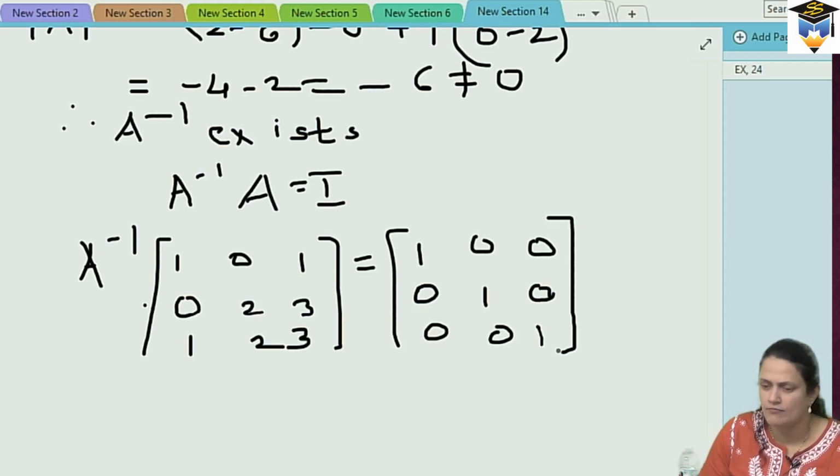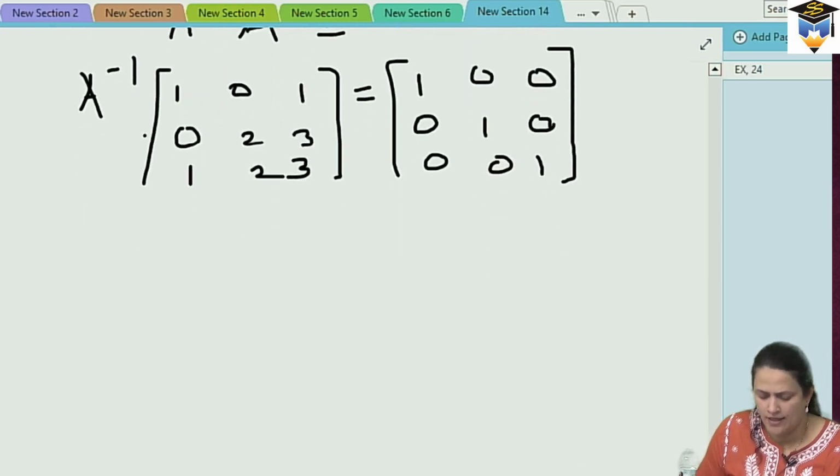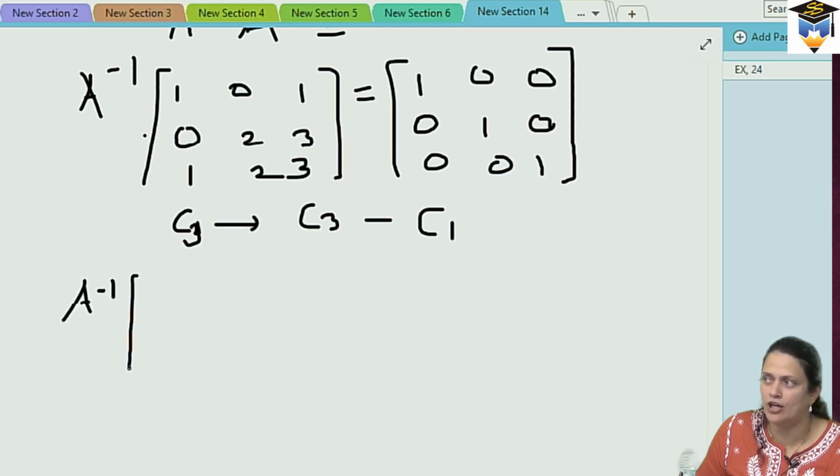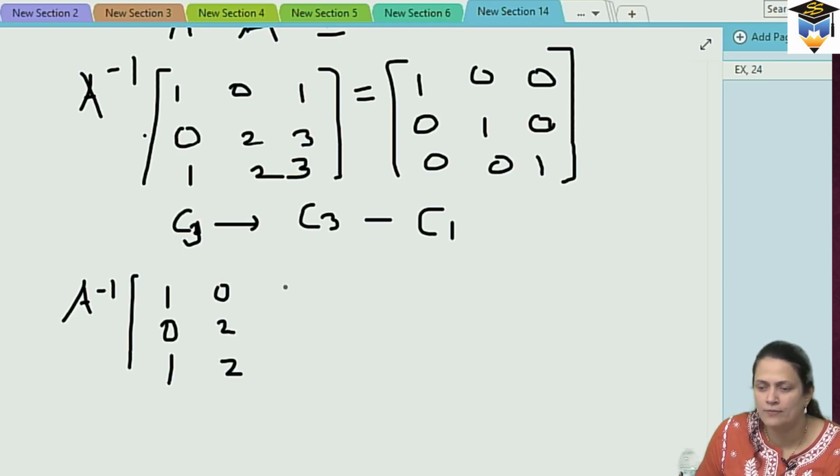Okay, so next part. Now as you can see over here, first I am going to change C3 such that it is C3 minus C1. So there is no row involved now. Now we are going to do by the column method. So third column is going to change. So first column and second column will remain as it is. So third column, 1 minus 1 is 0, 3 minus 0 is 3, 3 minus 1 is 2.